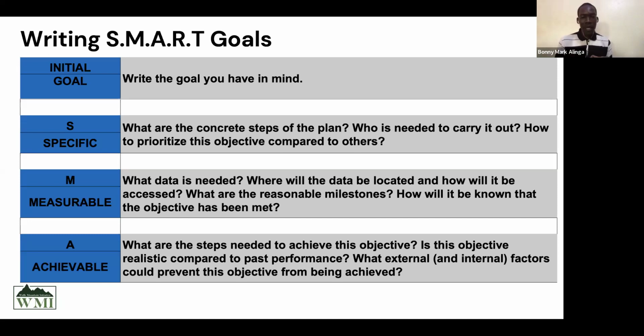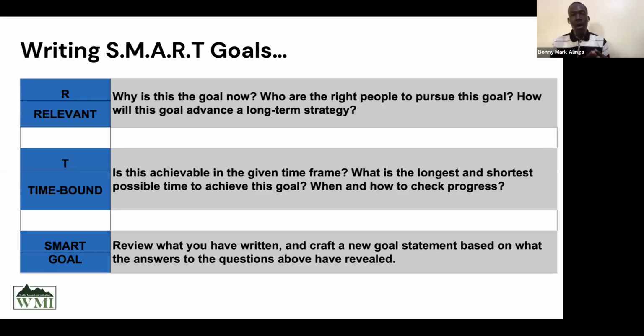Is this objective realistic compared to the past performance of my business or my product that I'm trying to market again, or the initiative that I'm trying to create? What are some of the external and internal factors that could prevent these objectives from being achieved? So you need to focus and define all that in your SMART goal, keeping focus on the relevancy of your SMART goal.